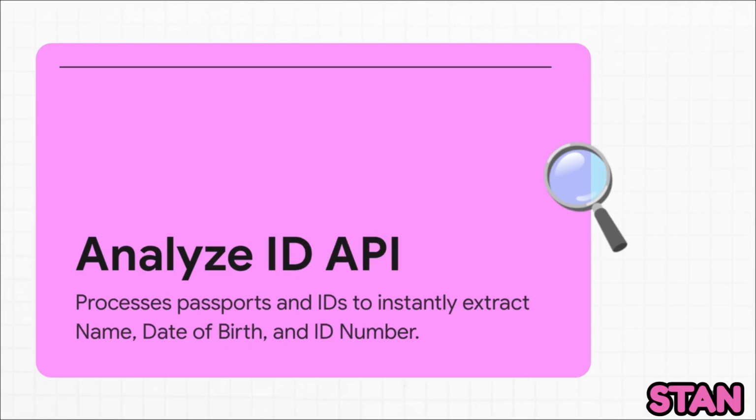Similarly, we have the Analyze ID API. This acts as an out-of-the-box identity verification tool for onboarding workflows. Say you're building an app for a bank or maybe a rental car service, and you need users to scan their driver's license.